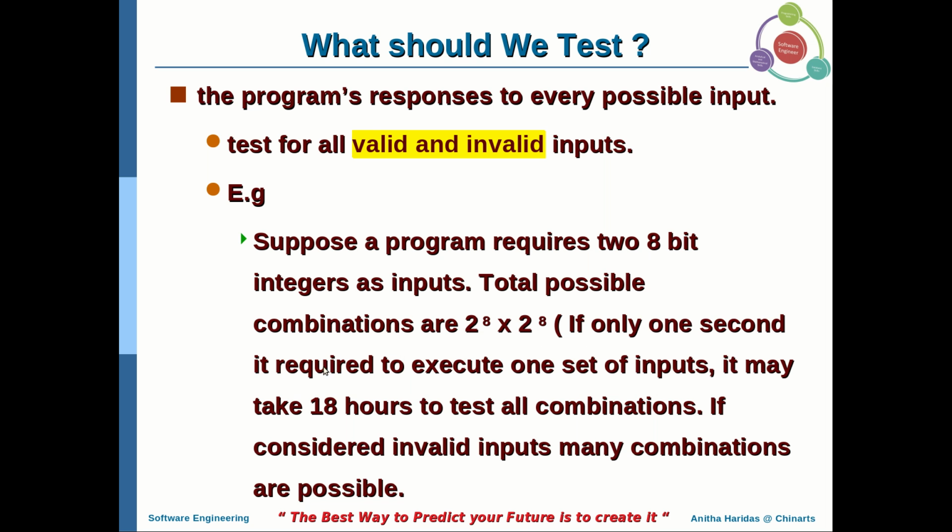Imagine if only 1 second is required to execute one set of inputs, it may take 18 hours to test all the combinations. If considered invalid inputs, many more combinations are possible. This is only for the valid inputs. If I have 8 bits, 2 power 8 values are there. If I am going to have two 8 bits, 2 power 8 into 2 power 8 combinations will be available. So all these data must be tested for the valid inputs, and imagine how many invalid inputs we are going to have. So all these things you need to test.